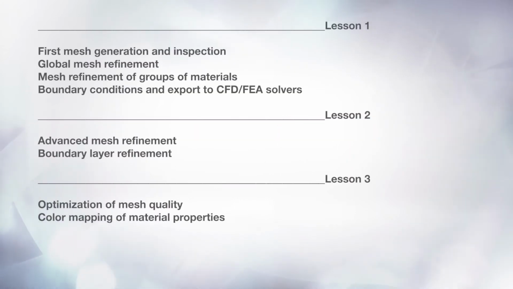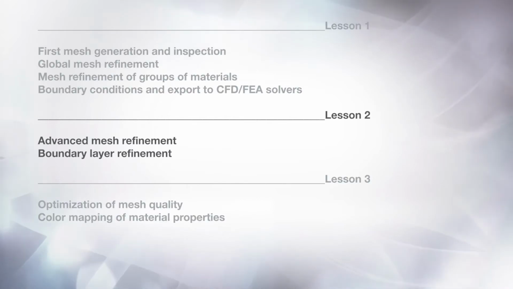This tutorial is the second of a series of three lessons. In the introductory lesson, you should have learned the basics of using the meshing room. If you haven't watched the video yet, do not hesitate to do so before following this tutorial. In this second lesson, you will learn how to perform an advanced mesh refinement and a boundary layer refinement.